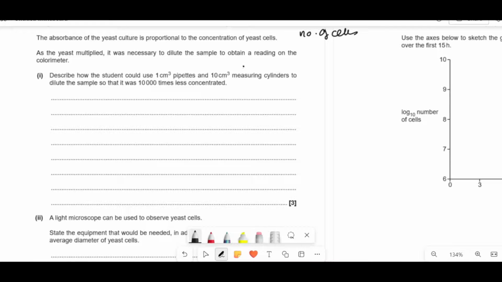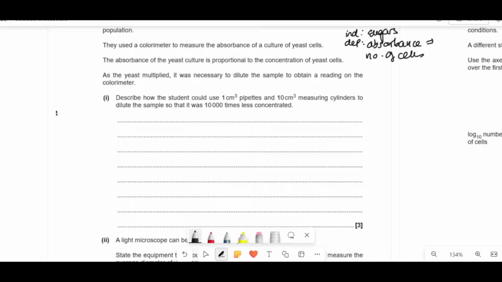Describe how the student can use 1 centimeter cubed pipettes and 10 centimeter cubed measuring cylinders to dilute the sample so that it was 10,000 times less concentrated. So if we're doing that, we're using a 1 and a 10 centimeter cubed. If I get 1 centimeter cubed of solution and 9 centimeters cubed of water, that means I have 1 in 10 in total. So it's a 1 in 10 dilution.